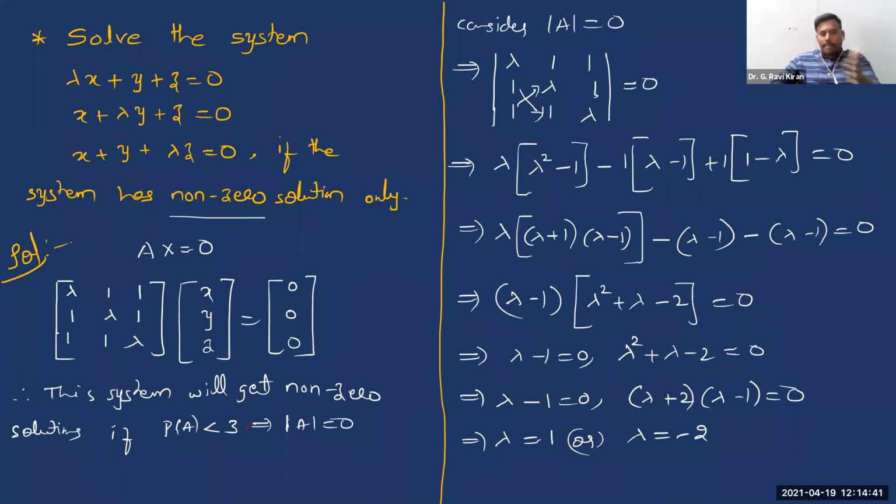So let us take once lambda is equal to 1 and find out the solution. And then in the second case, let us take lambda is equal to minus 2 to find out the solution, right? Let's do it one by one. Now in the first case, see what I'm trying to take. Case 1, if lambda is equal to 1.